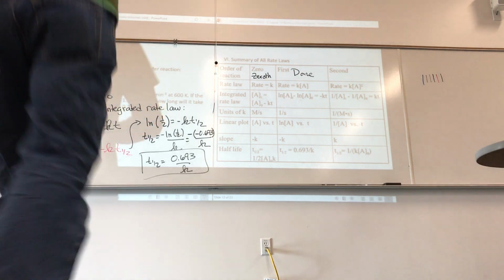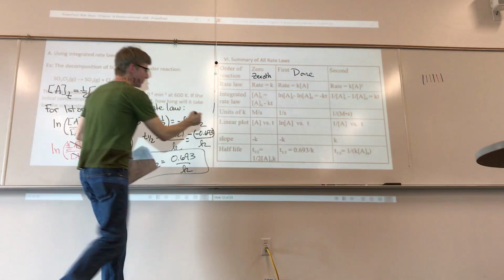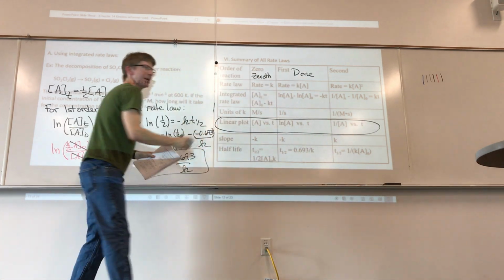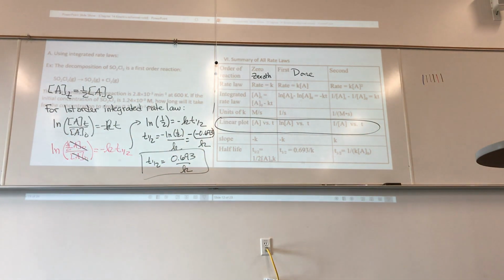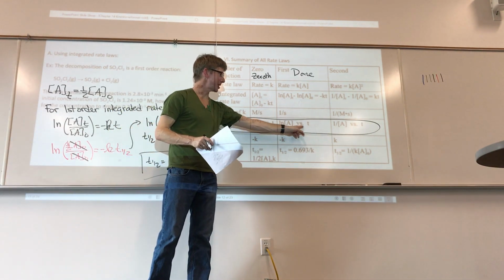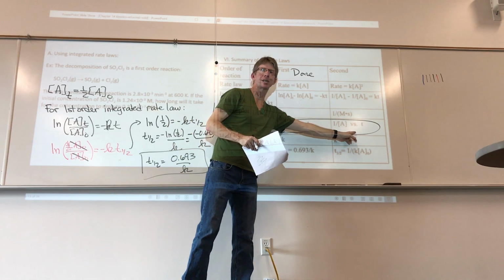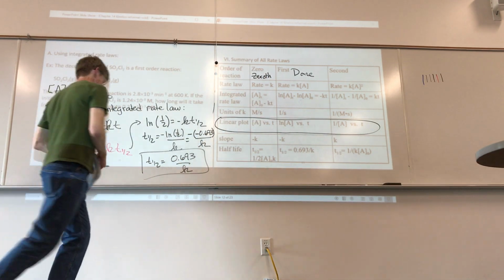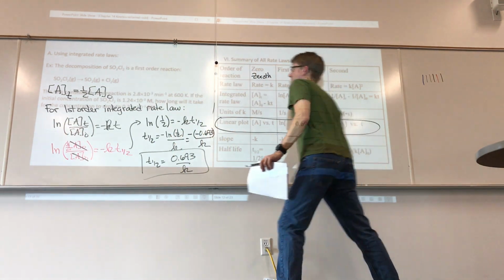Oh, I still have a couple slides left. But on the homework and in a couple slides, if I give you a set of data, you have to make 3 plots to determine what the order is. You have to make a plot of concentration versus time, natural log of concentration versus time, and 1 over concentration versus time. And we'll see that coming up.